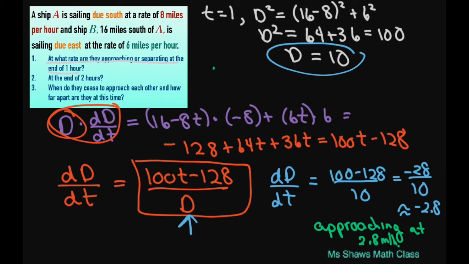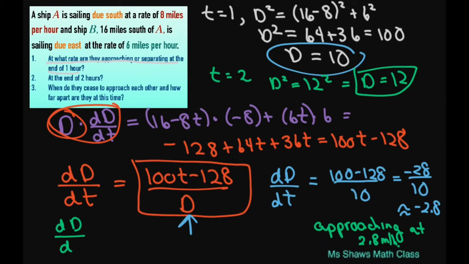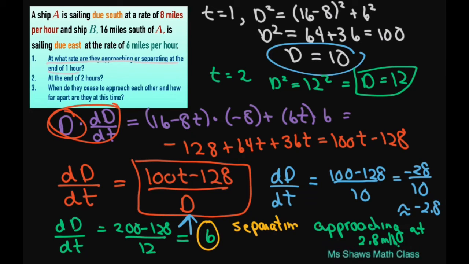Now, when t is 2, you're just going to get d squared equals 12 squared, so d equals 12. Now you do the same thing. The derivative of d with respect to t is going to equal (200 minus 128) divided by 12. To save time, this is just going to equal 6. That means they're separating. Since it's positive, they're separating at 6 miles per hour. Okay, now that was 1 and 2. We got 1 and 2 done. Now we have to do number 3.